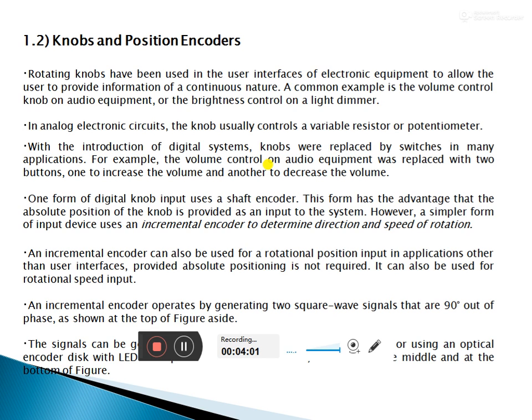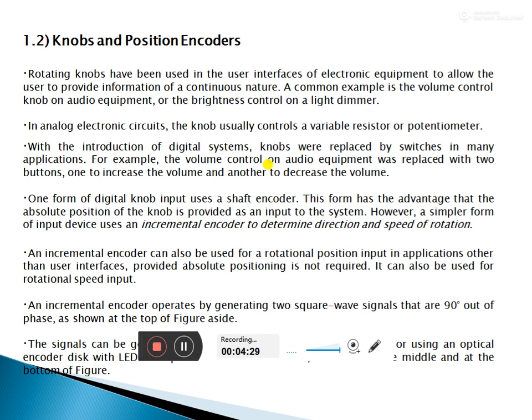It is continuously variable. For example, take sound: for the volume, you have knob buttons, and you rotate them to a position. When you use these knob buttons, it is a continuous process. For this type of operation or working equipment, we use knobs and position encoders.